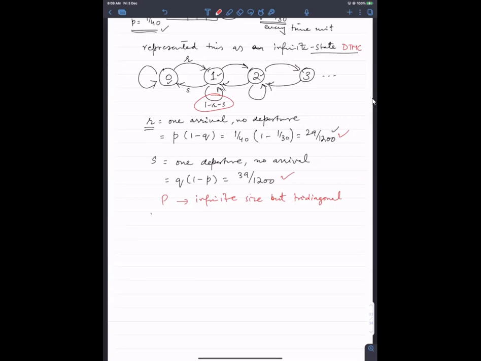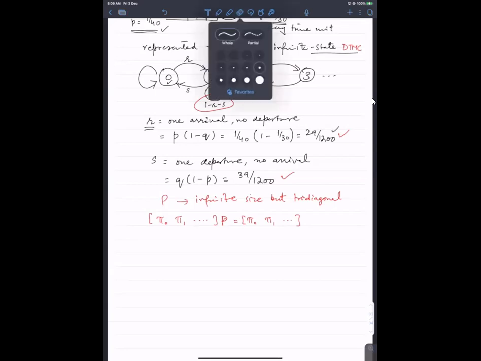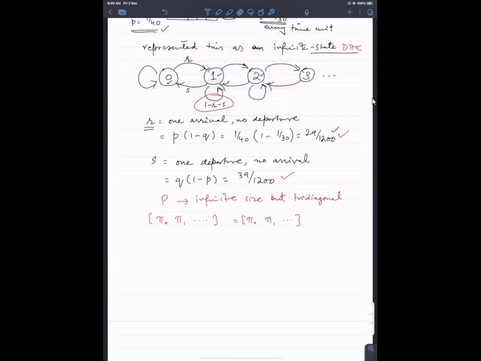And last time we tried to solve for the stationary distribution, pi 0, pi 1, dot, dot, dot, all the way up to infinity, times P is equal to itself. We are looking to solve for this stationary distribution. Okay, multiply it by the probability transition matrix and you get the same answer. So that's how we define the stationary distribution.